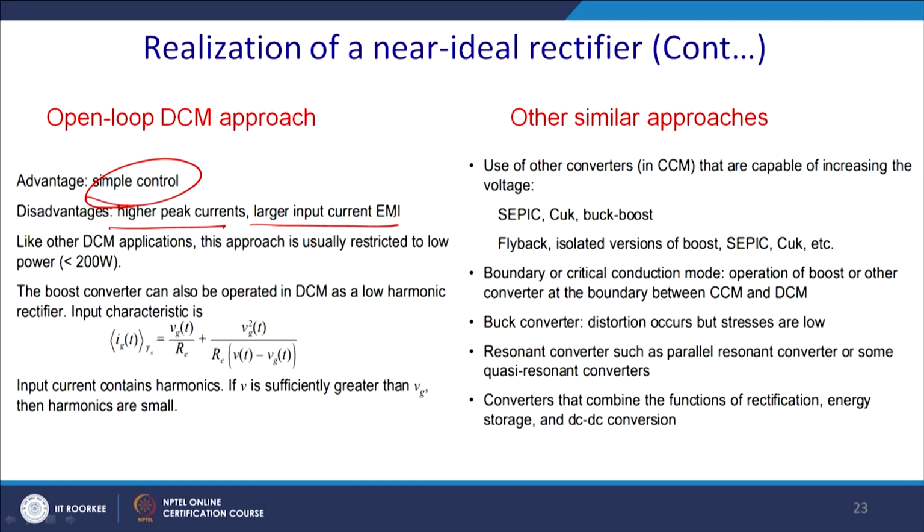Like other DCM applications, this approach is usually restricted to low power applications, and mostly mobile chargers and laptop chargers have these features. That is quite nasty with respect to EMC because of the high peaks, because the current has to be low, because in your mobile charger you are reducing your voltage to 5 volt from 310 volt peak voltage.